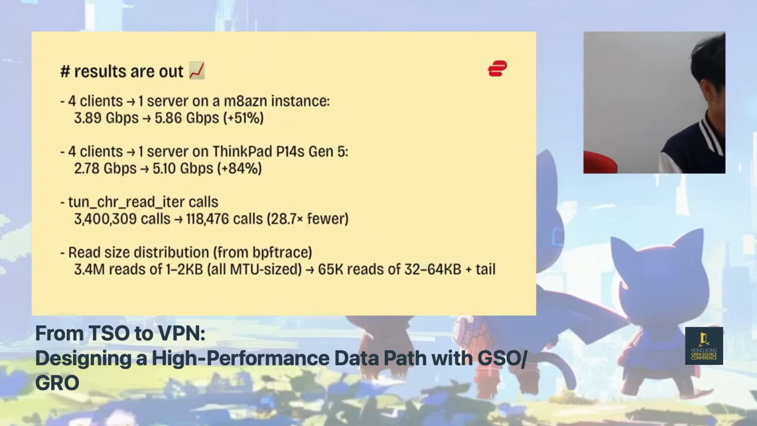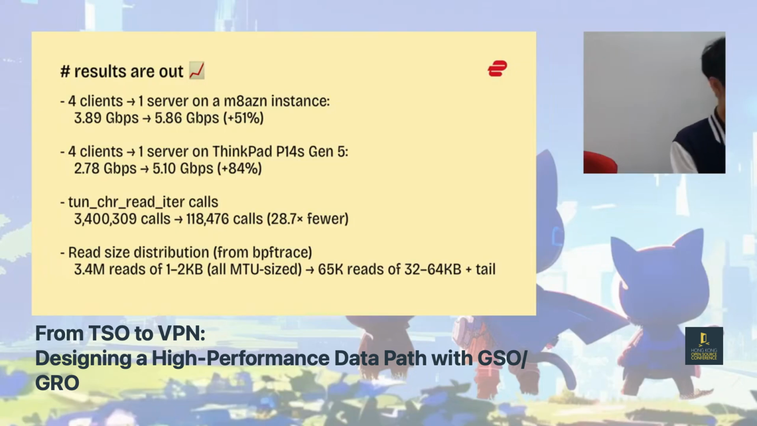So the results I've been getting are promising. On an Amazon instance, I was able to improve the aggregated client-to-server performance from 4 gigabytes to 5.86 gigabytes. That's like a 50% increase. And on just a random dev machine, a ThinkPad, I can increase from 2.7 gigabytes to 5.1 gigabytes per second. That's like an 80% increase.